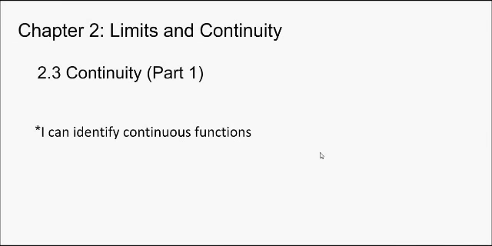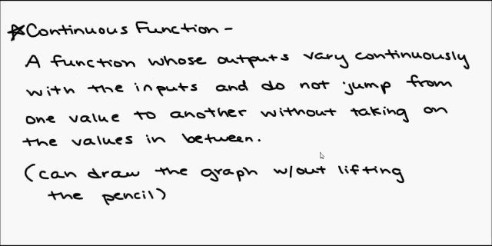2.3 Continuity Part 1. Your objective for this lesson is to identify continuous functions. The definition of a continuous function is a function whose outputs vary continuously with the inputs and do not jump from one value to another without taking on values in between. Basically, you want to be able to draw a graph without lifting up your pencil at all. So no lifting up the pencil.